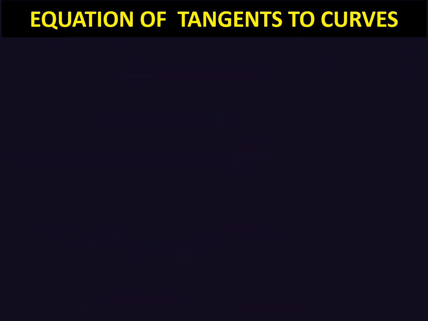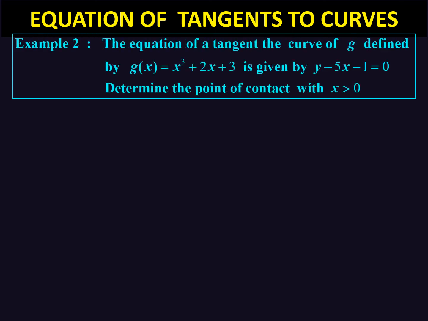Let's look at one more example on equation of tangents. This particular one, I refer to it as an indirect. Let's see why indirect. The equation of the tangent to the curve of g, defined by that, is given by. Which one is the equation of the tangent? This or that? That's correct. It is the linear one. Why? Because the tangent is a straight line. This is not the tangent's equation.